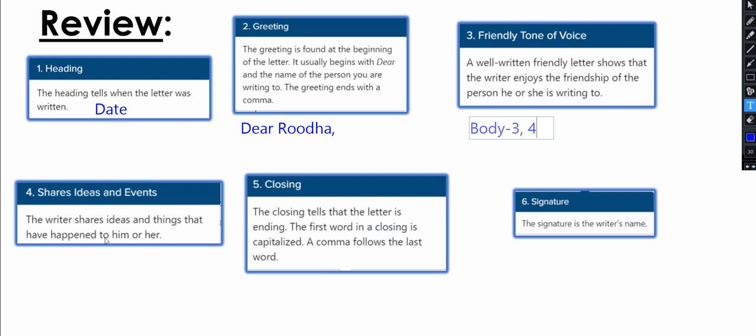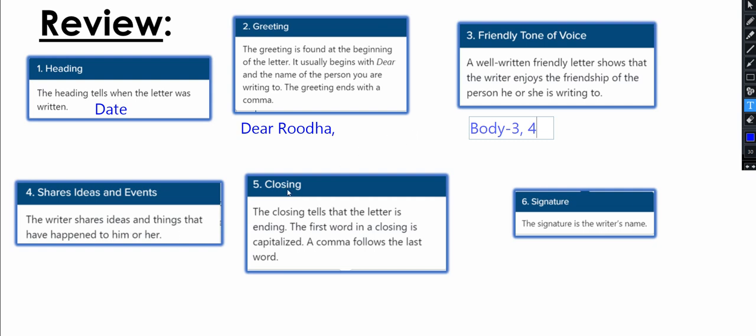Here also, the writer shares ideas and things that have happened to him or her. Okay, so I want to tell my friend about the day that I went to Legoland. So I will start. I will write the date. I will say, Dear Mohammed, I hope you're doing great. I want to tell you about the day that I went to play in Legoland. I had so much fun. I wish you were there with me. So I'm being friendly and I'm telling him things that happened to me. So that is in the body. That's what you write in the body.